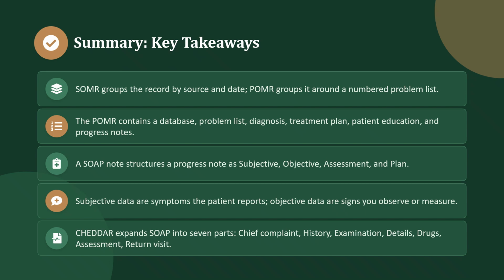4. The distinction to lock in. Subjective data are the symptoms the patient reports, and the objective data are the signs you observe or measure. Symptoms subjective, signs objective. 5. Cheddar is a more detailed format that expands SOAP into 7 parts: chief complaint, history, examination, details, drugs and dosage, assessment, and return visit. Master these and you will read and write charts with confidence.